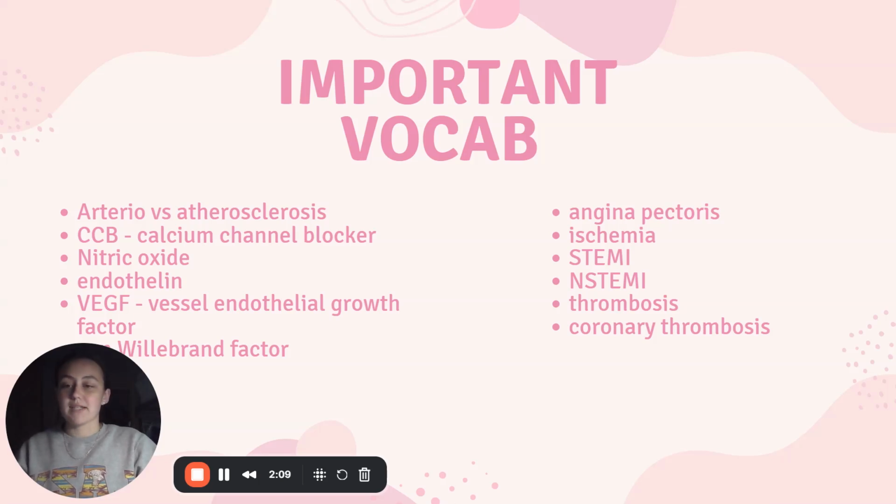STEMI, it's a type of myocardial infarction, and that is going to have to do with the ST segment, and then NSTEMI is non-ST segment elevation. And so that's just going to describe what part of an angiogram is affected when you're reading that. Thrombosis, it's just a blood clot. And then coronary thrombosis is a blood clot in coronary vessels that can cause ischemia and eventually necrosis. So those are some important vocab words that the book goes over.